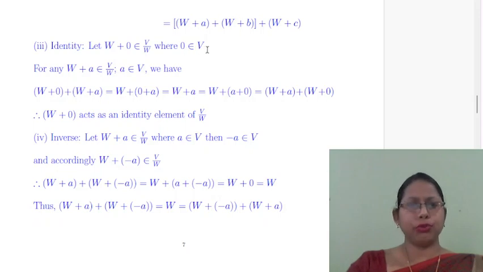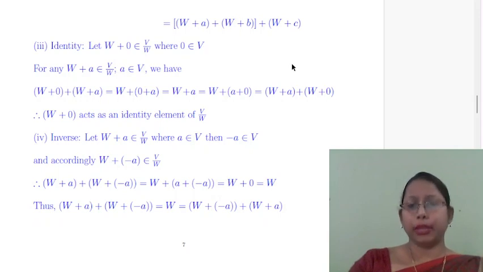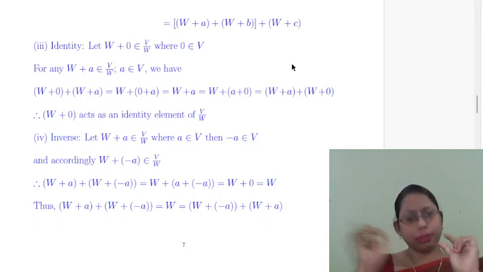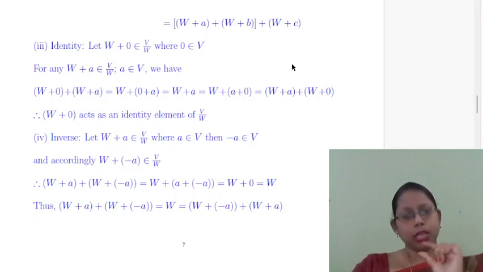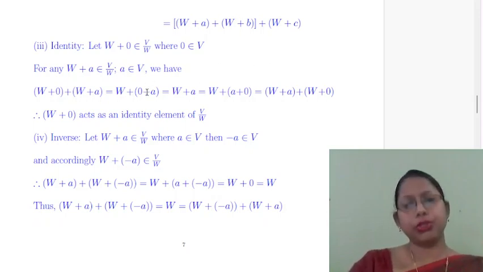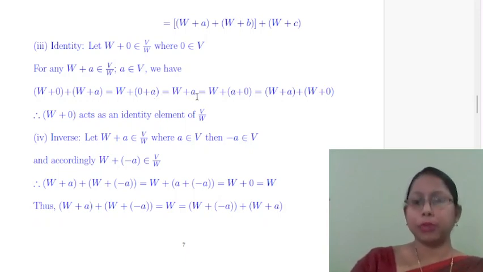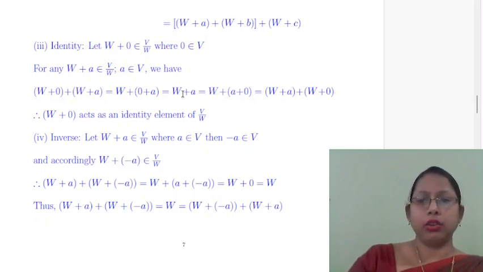Next, since 0 belongs to V, then W + 0 belongs to V/W. For any W + A in V/W, where A belongs to V, check the sum of W + 0 and W + A. The sum (W + 0) + (W + A) is equal to W + (0 + A), which is equal to W + A. Again, this can be written as W + (A + 0), so this is equal to (W + A) + (W + 0). Therefore, W + 0 acts as an additive identity of V/W.